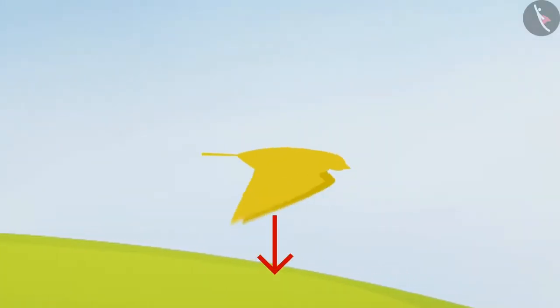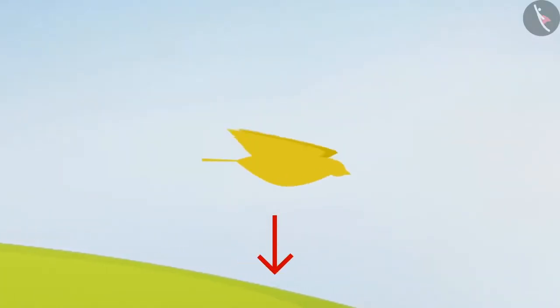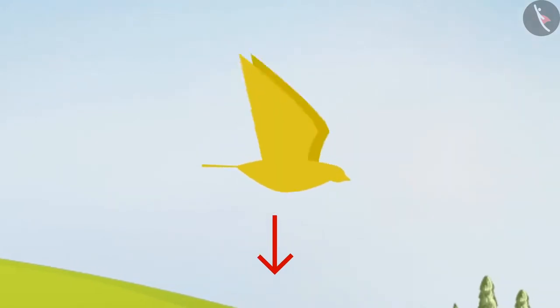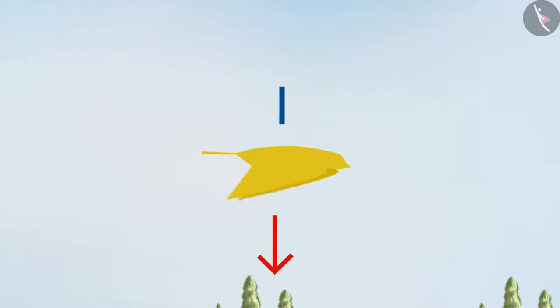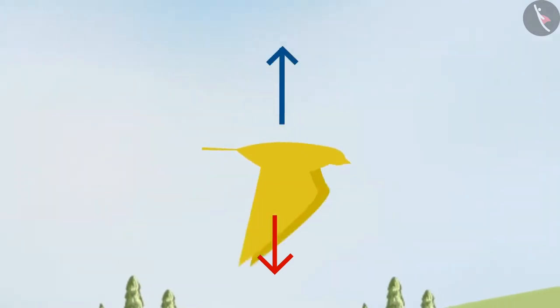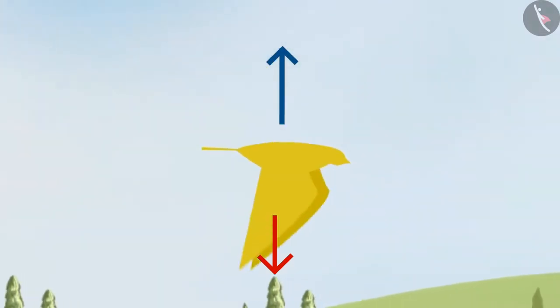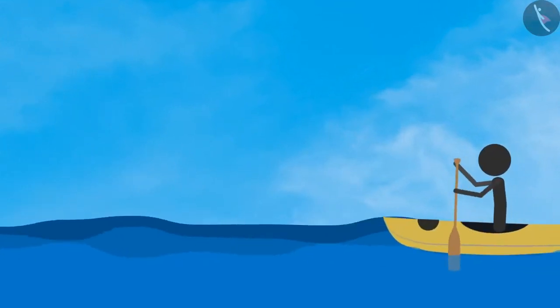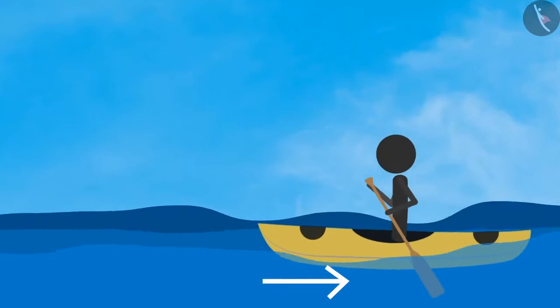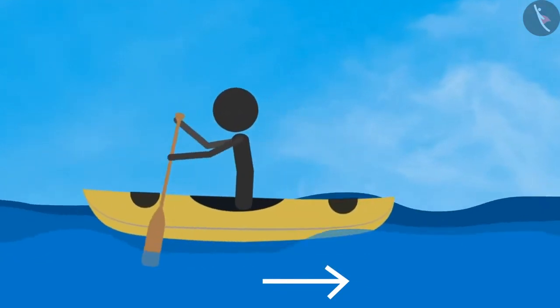We can refer to one of the two forces as the action and the other force as the reaction. Like in the first example, if the bird flapping its wings downwards is the action, then the reaction is the force that helps the bird fly. Similarly, in the second example, the action is pulling the oar backwards and the reaction is the boat moving forward.